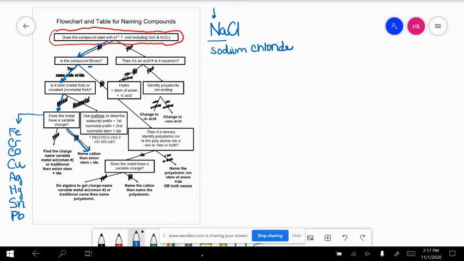Let's do a couple more just like that. KI doesn't start with H+, it starts with K. It's binary because it's got potassium and iodine. It is ionic because potassium is a metal. The metal does not have a variable charge because it's not one of our 8 that we need to look out for. And potassium is a fixed charge metal. So then it says name the cation, potassium. And then we take iodine and change the ending to IDE for potassium iodide. Let's do a couple more.